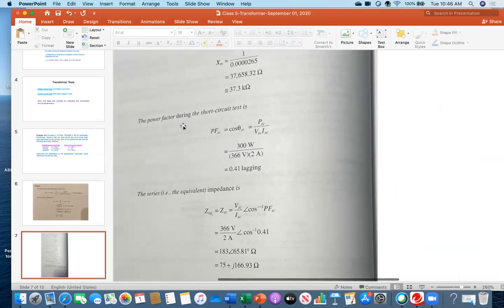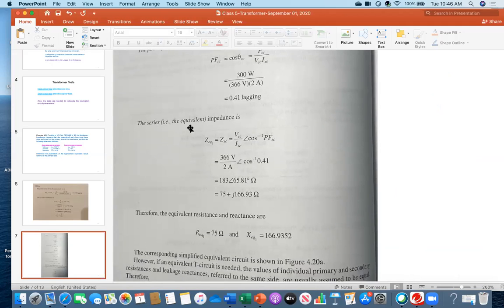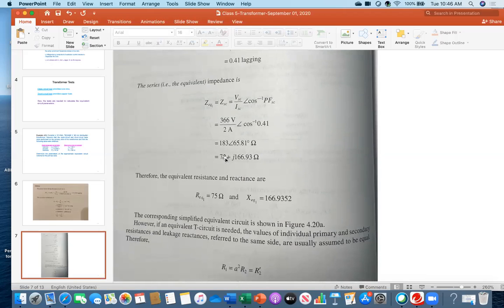Everybody see. Again, the power factor during the short circuit test. This equation, and I am using those three values for the short circuit test. I got 0.41. Now this time I will find the equivalent impedance, ZSC, which I was showing you during the short circuit test. And then again you got this number and this number. This means your first number is R equivalent and your second number is X equivalent.